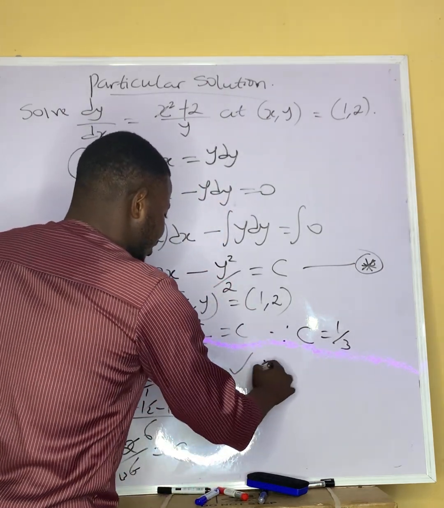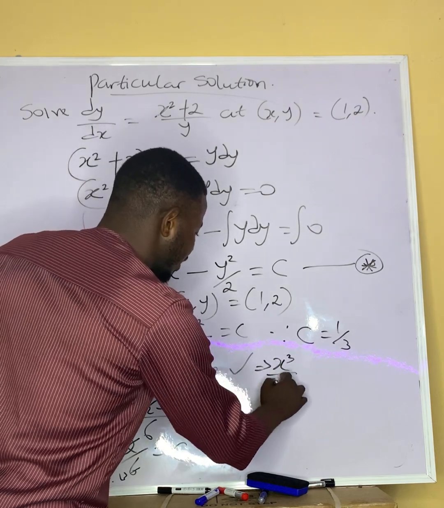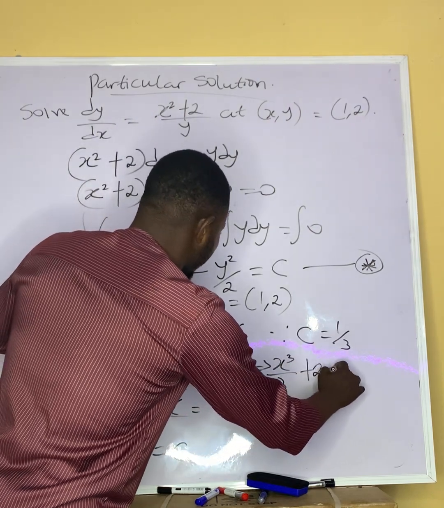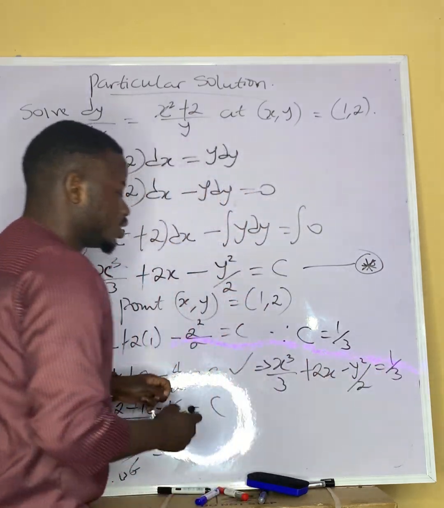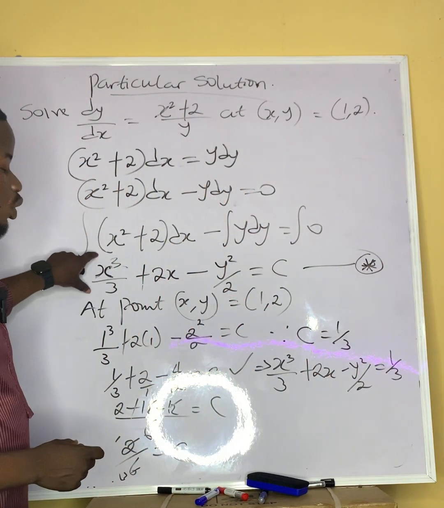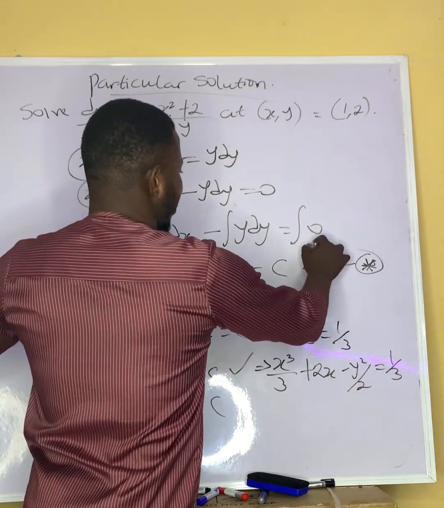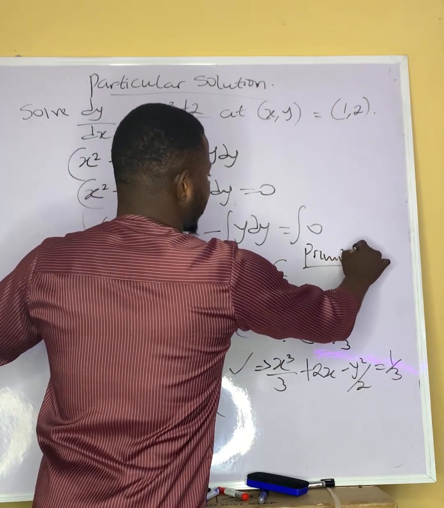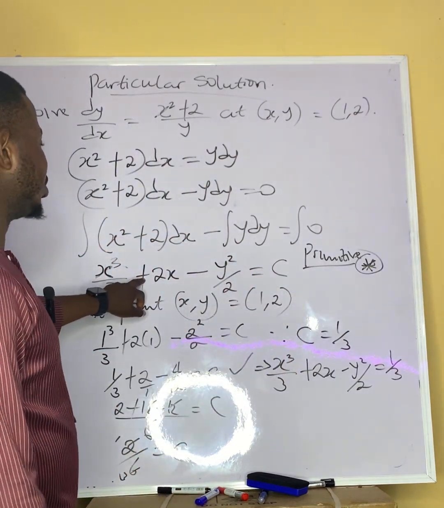So this implies that the required solution, that is the particular solution, is x cubed over 3 plus 2x minus y squared over 2 equals 1 over 3. That is, we'll go directly to the equation star. This equation star, you can call this one the primitive, because it involves an essential arbitrary constant. So that's the primitive.